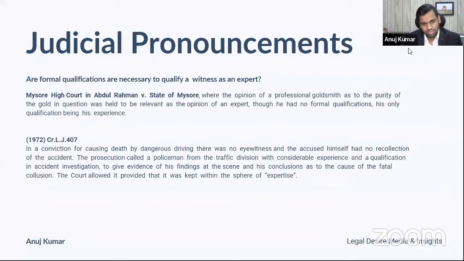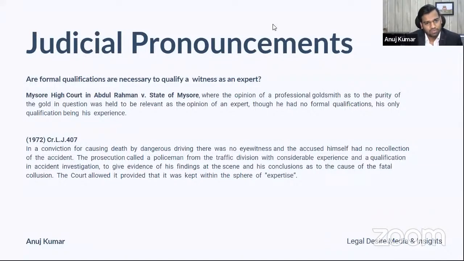Then there was another case. It was held by the Supreme Court that in a conviction for causing death by dangerous driving, where there was no eyewitness, and the accused himself had no recollection, maybe because of medical conditions, so he could not provide knowledge about the cause of the incident, the prosecution called a policeman from the traffic department having considerable experience with accidents, and his opinion was admissible in the court of law. So this is how we can address this question.